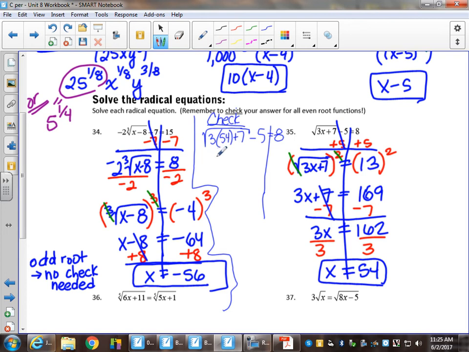Underneath the radical, in your calculator, can you please do 3 times 54 plus 7? Notice the right side is going to stay 8 the whole time. What is the square root of 169? What is 13 minus 5? 8 equals 8. True or false? True. So my answer checks.